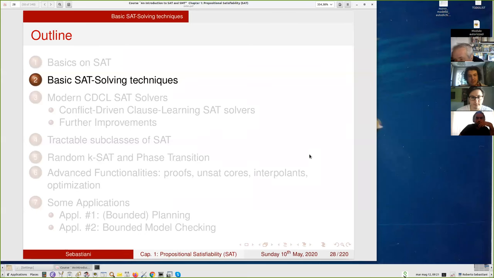Okay, thanks again. So as I was mentioning, today we start speaking of basic SAT solving techniques. We give an overview, a historical overview, also including some current techniques of the main SAT solving techniques. And tomorrow we'll get into the CDCL SAT solving technique, which is currently the leading technique.